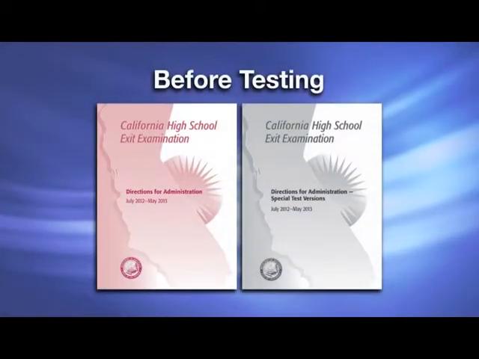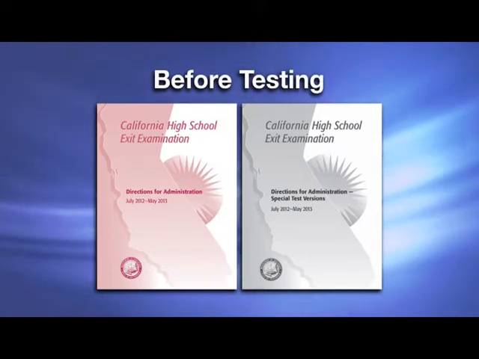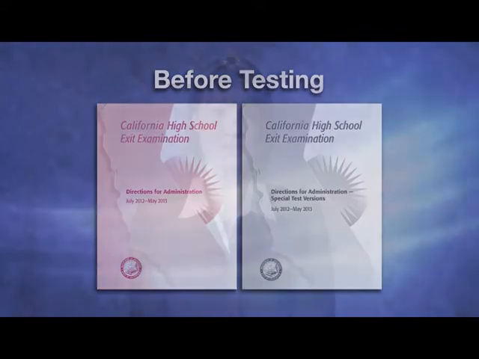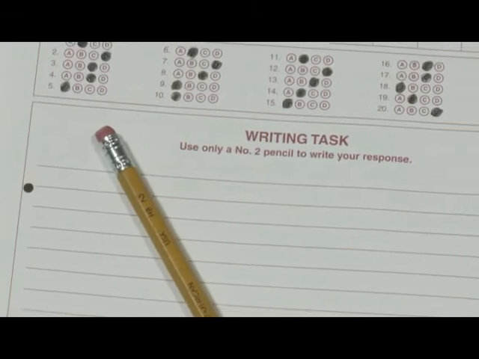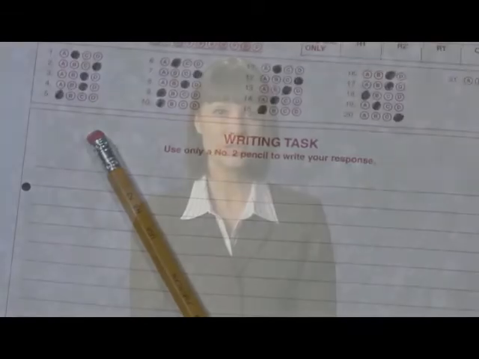To prepare, advise examiners to read the DFA prior to testing, but not the test booklets. For the actual administration, notify examiners to have the correct room configuration and to give the correct materials to students. Verify that the students are using only number 2 pencils on multiple choice questions and the writing task, and that students are not using scratch paper or correction fluid. All students may use their test booklets and blank pages in the answer document for scratch work.